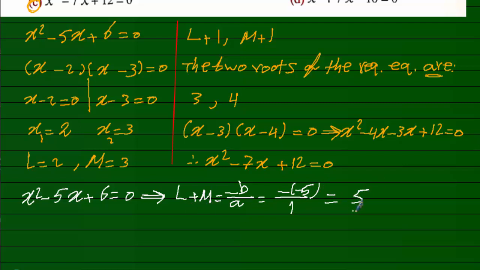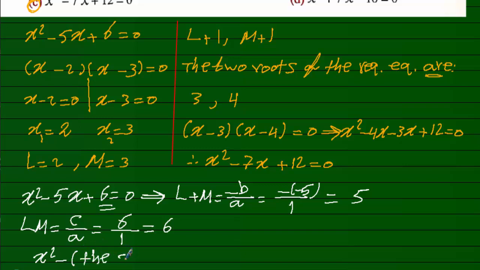So L plus M equals 5, right? And LM equals c over a. C is the absolute term, which equals 6. Here it is c over a over 1, which equals 6. And the required equation will be in the form x squared minus the sum of the two roots plus the product of the two roots equals 0.